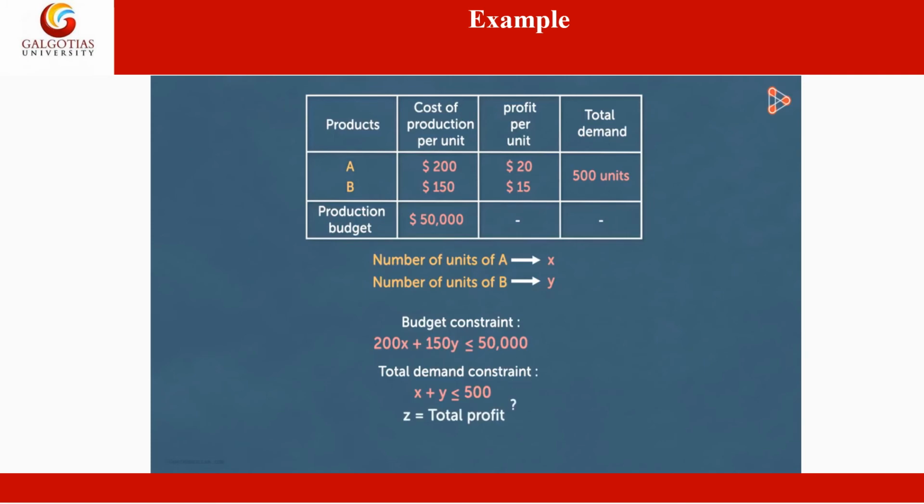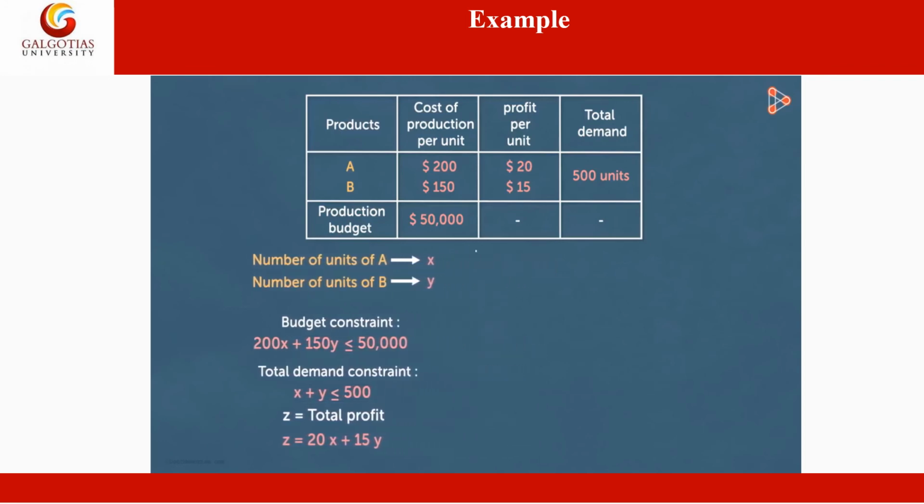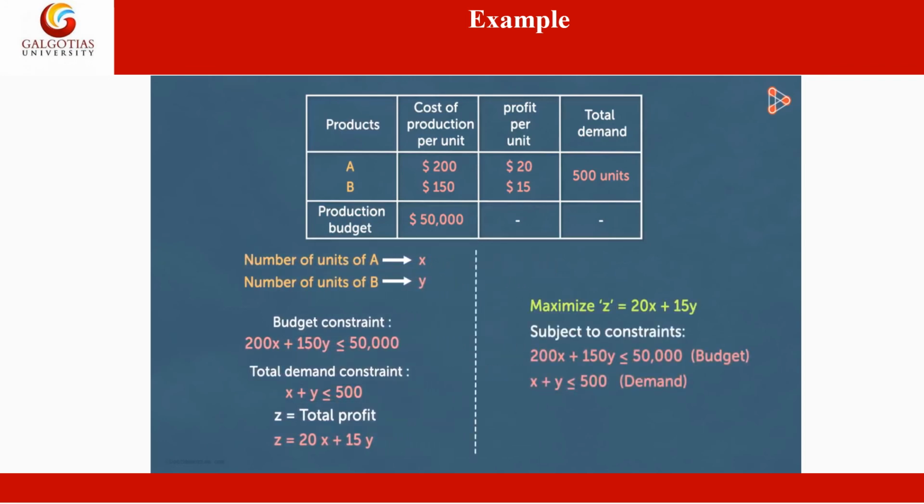Can you write the total profit in the form of a mathematical expression? The total profit Z can be written as this. It's the product of the quantity and the profit per unit. With this, we will write the objective function of this problem. The objective function in a linear programming problem is a mathematical expression of the ultimate goal. So, we have the two constraints here, a budget constraint and a demand constraint. This is how the whole problem looks in terms of mathematical expressions. This is the objective function, and these are the two constraints.